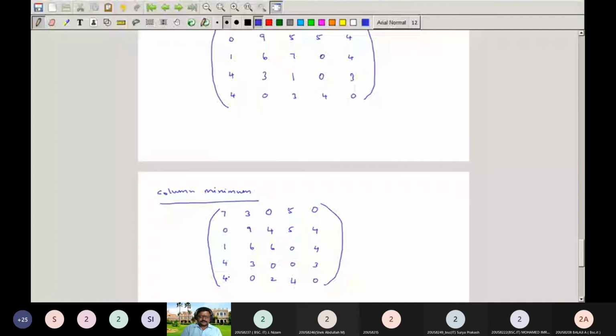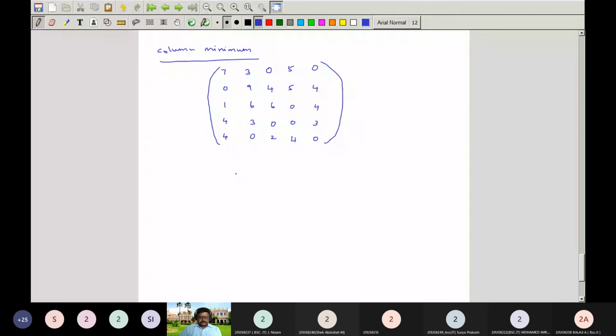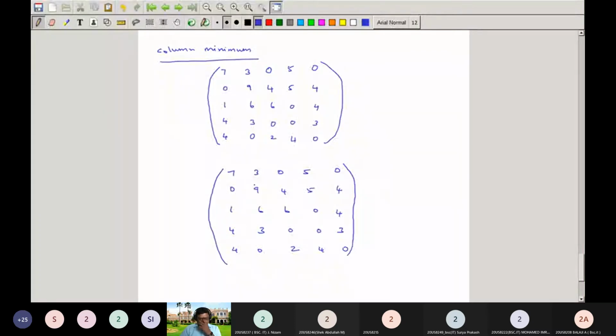Next step, assign each row, each column. So write the column minimum values: 7, 3, 0, 5, 0, 0, 9, 4, 5, 4, 1, 6, 6, 0, 4, 4, 3, 0, 0, 3, 4, 0, 2, 4, 0. So each row, each column should have a single 0.